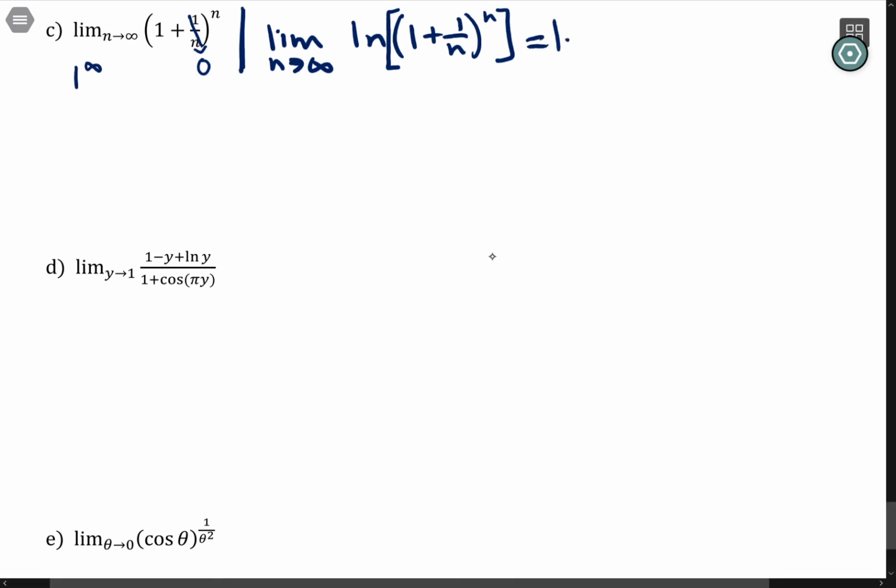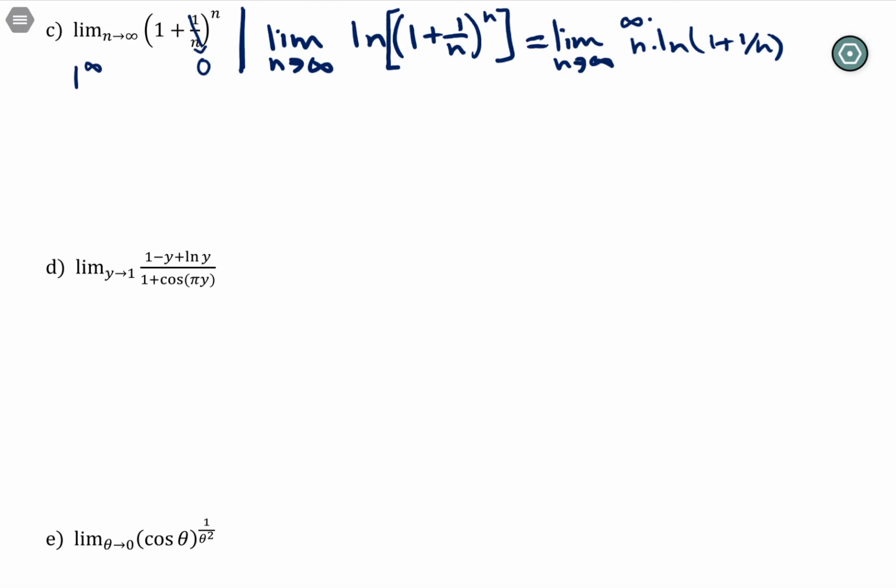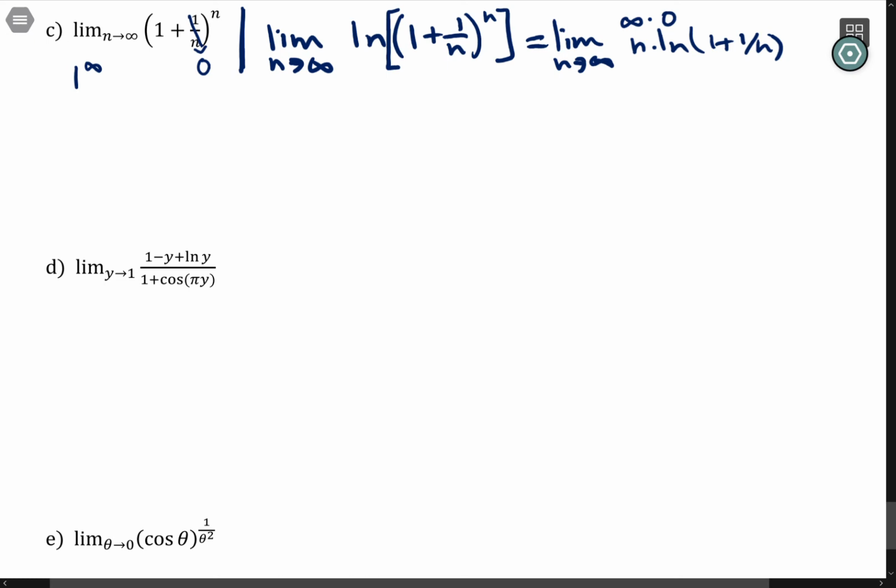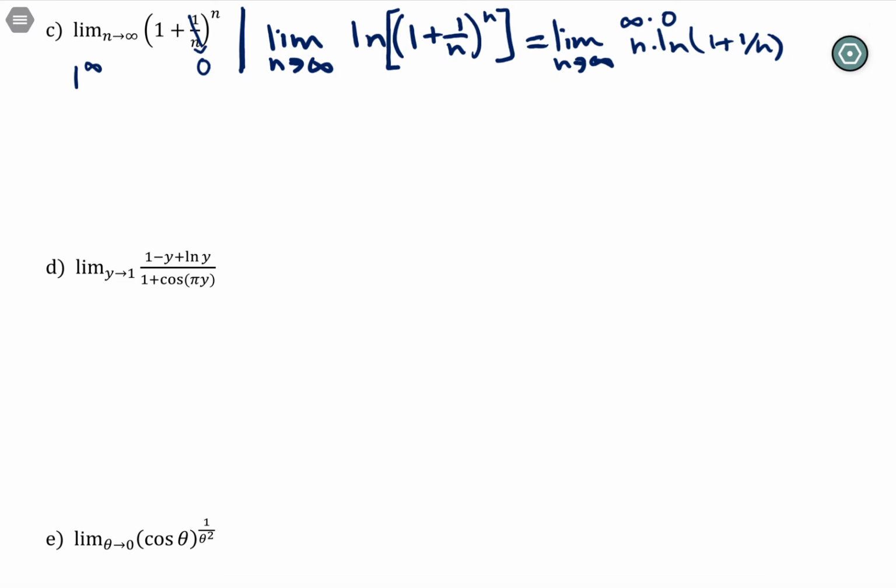So I'm going to go ahead and bring that n out of the exponent. So I have n times the natural log of 1 plus 1 over n. And now, as n gets really big, I'm getting infinity out in front, and then the 1 over n is approaching 0, which means that second factor is getting close to the natural log of 1, which is 0. So now I have one that's very nicely suited for rewriting as a fraction by dividing by the reciprocal.